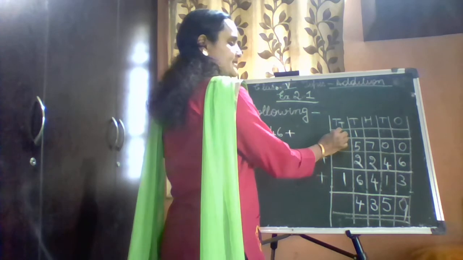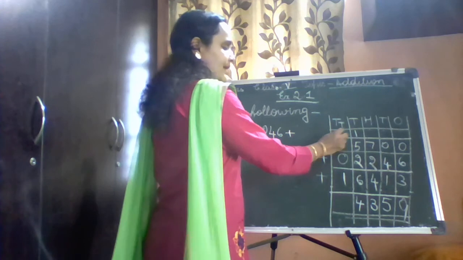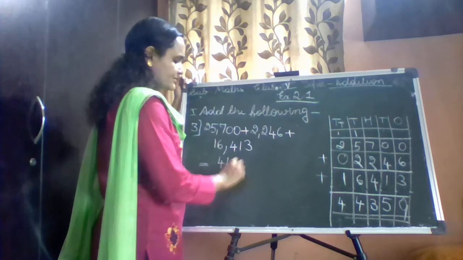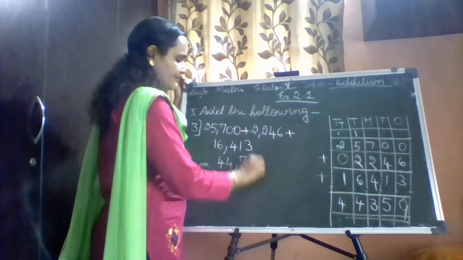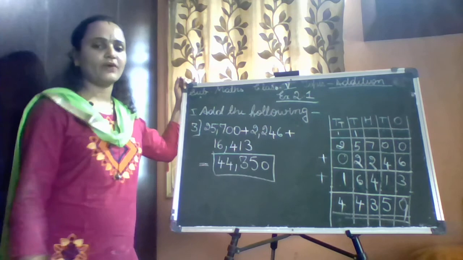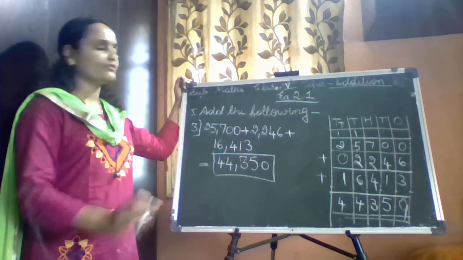2 plus 1 is 3. Here you don't have a number. That means put 0 or leave it blank. 2 plus 1 is 3. 3 plus 1 is 4. So the answer would be 44,350. So this is how you add the numbers when you have three 5-digit numbers.